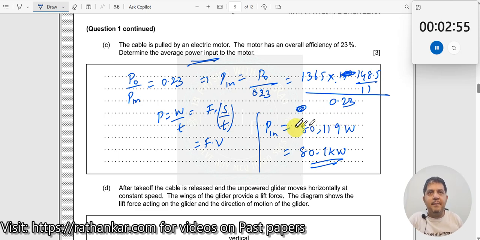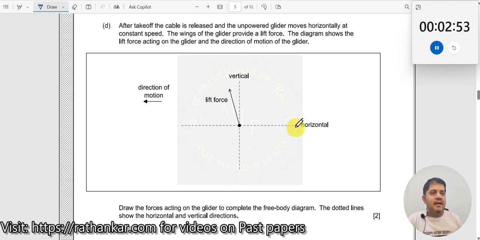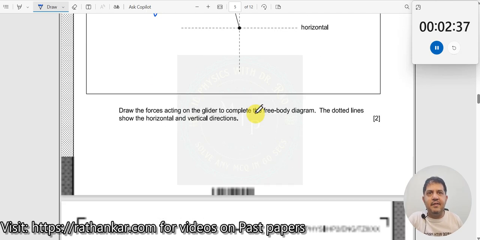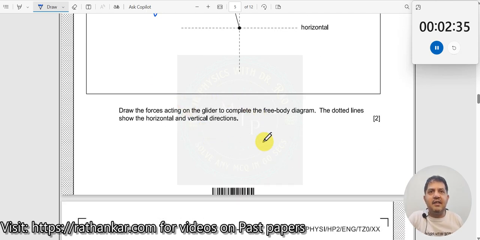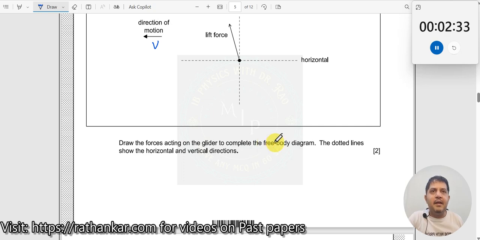Yes. Now let us move on to the next one. After takeoff, the cable is released, and the unpowered glider moves horizontally at a constant speed. The wings of the glider provide a lift force. The glider diagram shows the lift force and the direction of motion. Draw the forces acting on the glider to complete the free body diagram. Some forces are missing here.